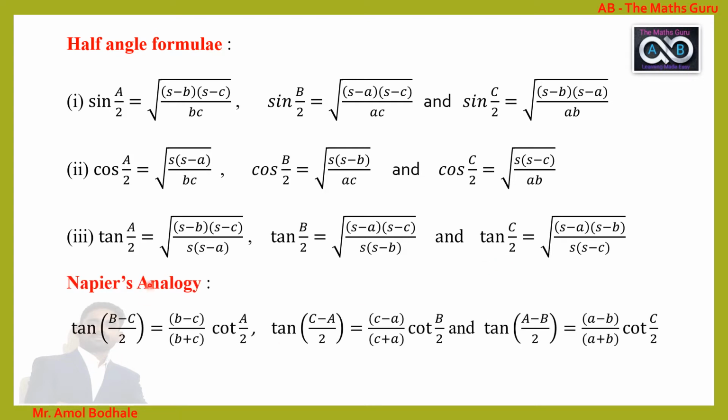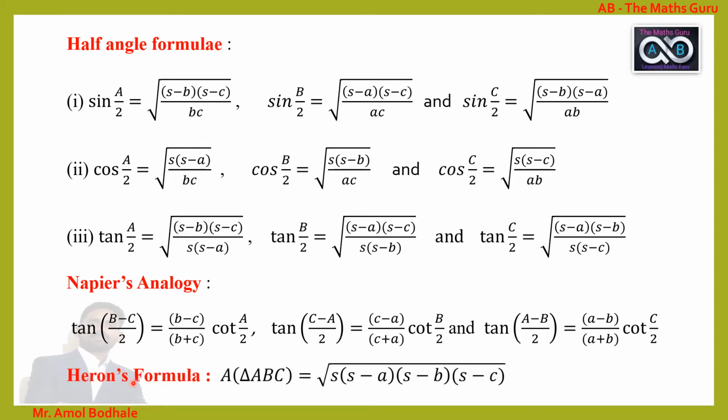Next one, Napier analogy. So tan of (B minus C) upon 2. When we are considering angle (B minus C) upon 2, we have to write (b minus c) upon (b plus c) into cot of the angle other than B and C, that is A by 2. So similarly, we can remember these two formulas. These all formulas are very important to solve the examples. The last one, Heron's formula, that is area of triangle ABC is square root of s into s minus a, s minus b, s minus c, where s is (a plus b plus c) upon 2.